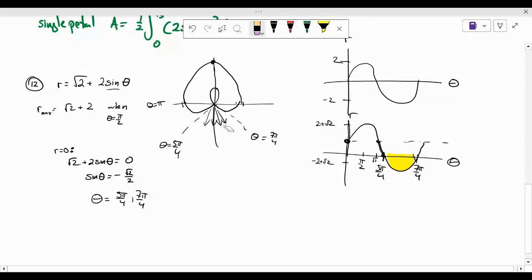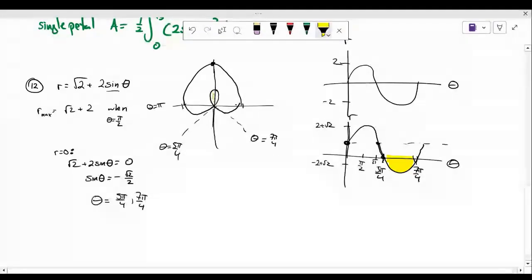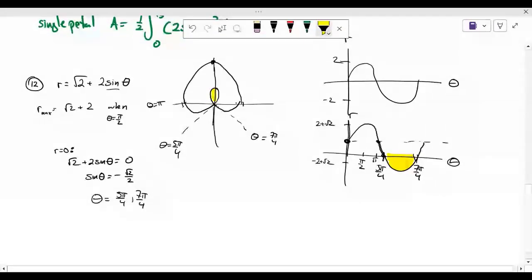All right, so I forgot how to graph that. Apologize. Okay. Right, so that inner loop corresponds to this little dip below the horizontal axis.